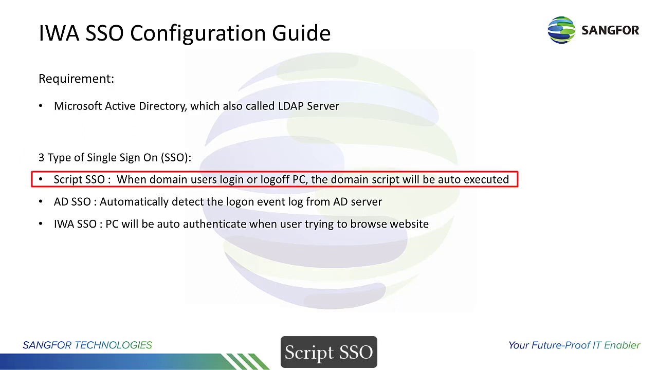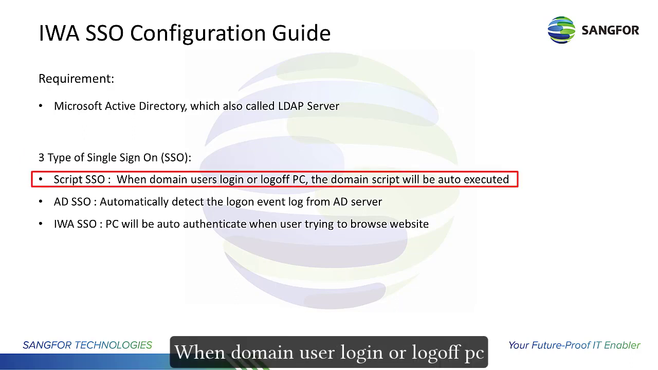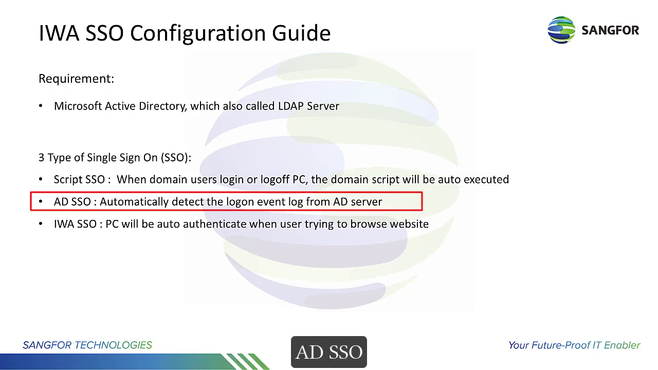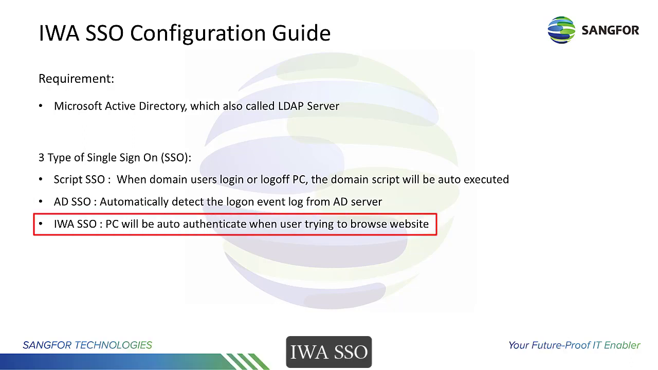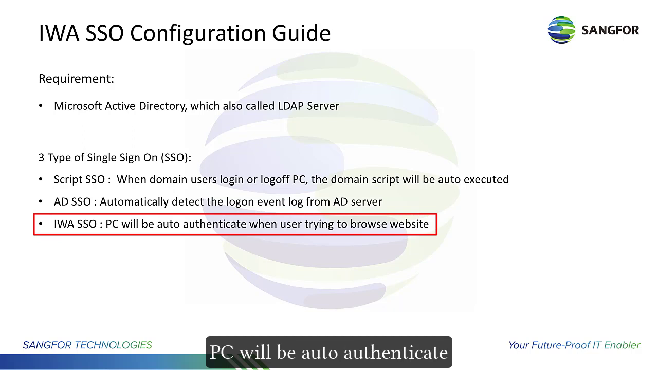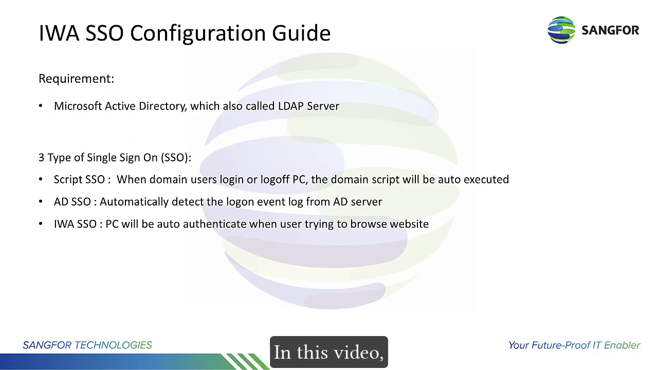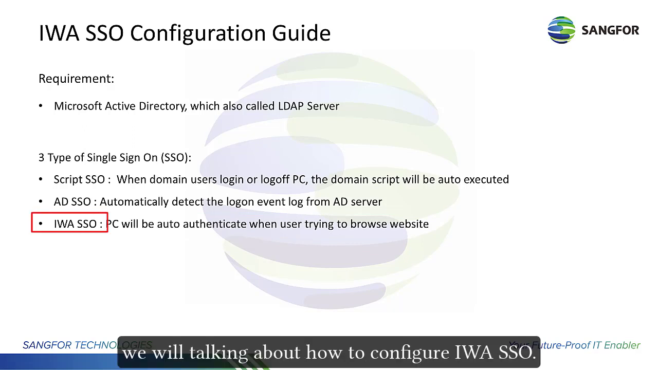Script SSO: when a domain user logs in or logs off a PC, the domain script will be automatically executed. AD SSO: automatically detect the logon event log from the AD server. IWA SSO: the PC will be automatically authenticated when the user tries to browse a website. In this video we will be talking about how to configure IWA SSO.